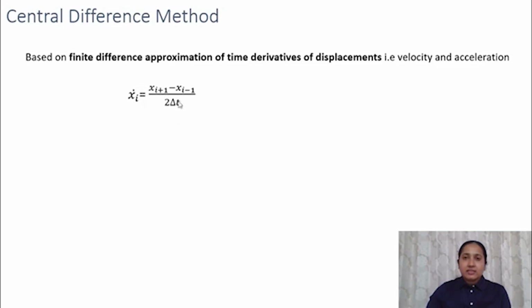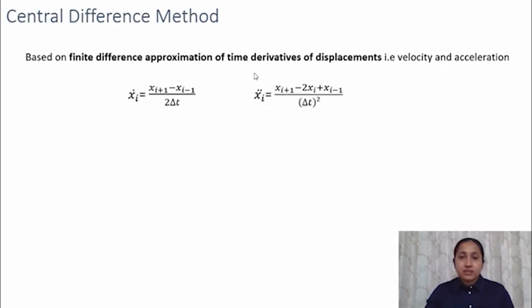As delta t tends to 0, this becomes the differential and this becomes the exact instantaneous velocity. But in this method, we will treat this approximation as the velocity at the ith instant. Similarly, we can also approximate the acceleration using finite difference.